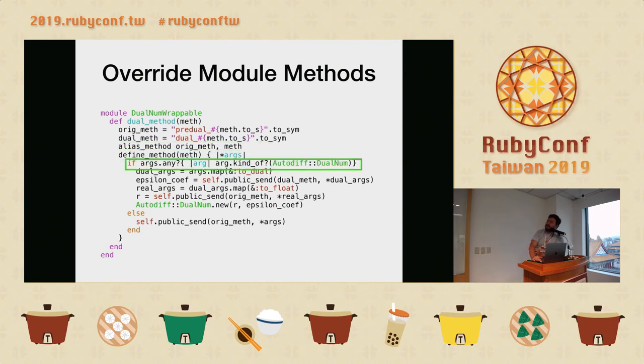If any one of the arguments is a dual number, you do something. If there's no real dual number, you just return. You convert all the arguments to dual numbers and call the dual version of the method. Then you get the real part and create a new one.